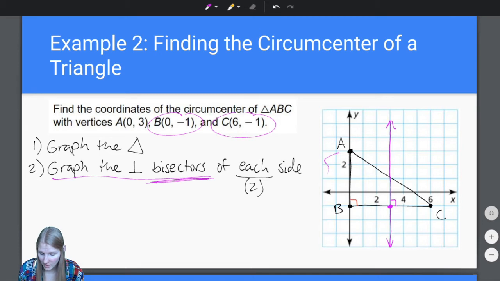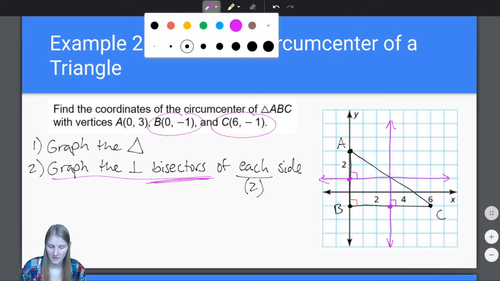Let's do the same thing with side AB. So I have 1, 2, 3, 4, which means that 2 is going to be the midpoint. If I have 2 boxes on either side, I am the same distance away from either endpoint, and that's what a bisector does. Now I just need it to be perpendicular. So again, because this line is vertical, I'm going to draw a horizontal line, and that is my perpendicular bisector.